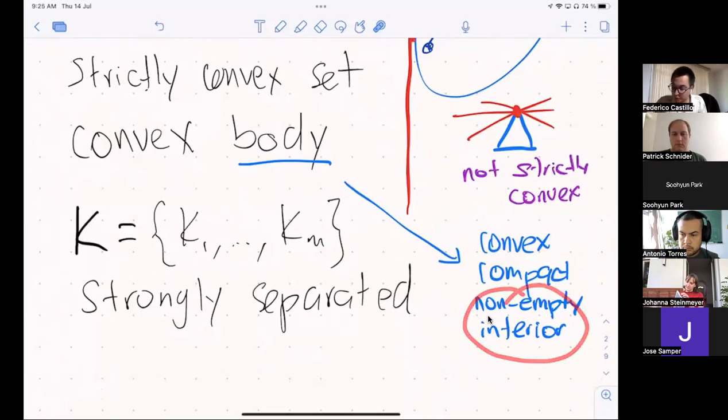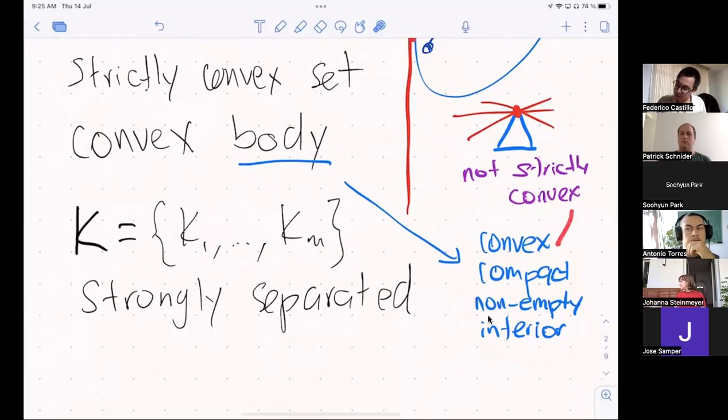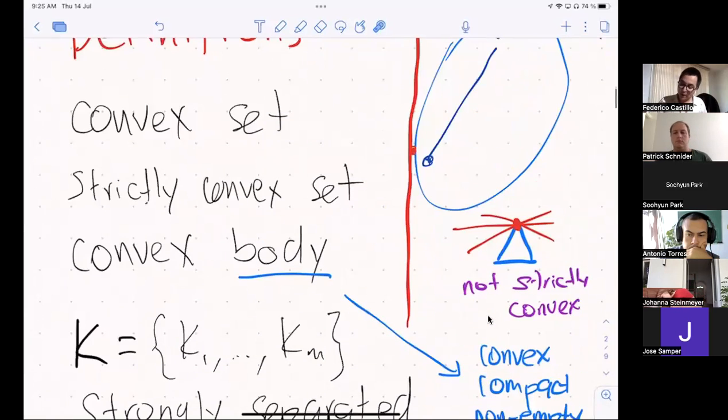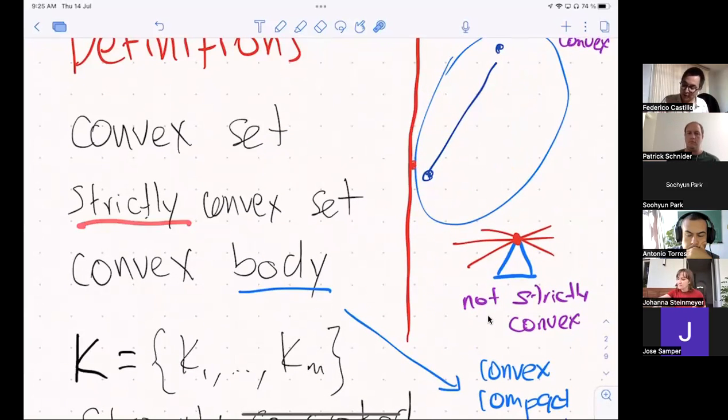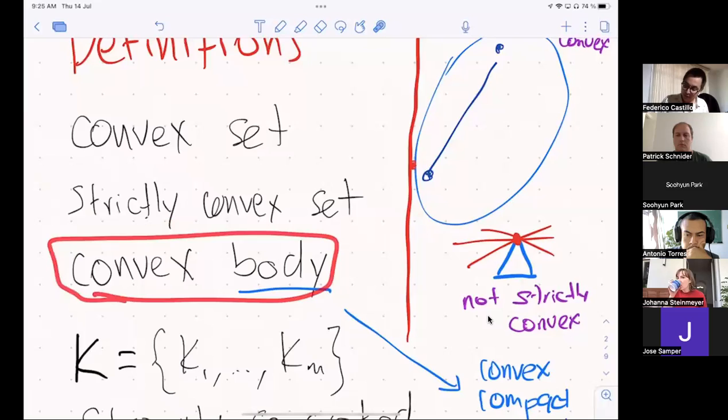And we are going to really ask for this thing to have non-empty interior. In other words, if we are in R^D, we want objects that have dimension D. We don't want to consider a segment, for example. A segment will be convex and compact, but it will not have a non-empty topological interior. Okay, so this will be used in a second. We are talking about convex bodies.